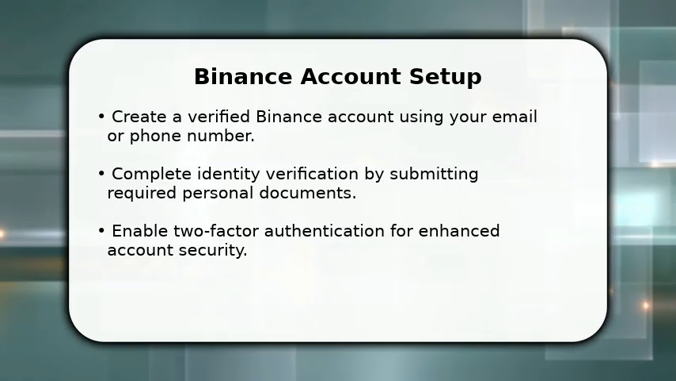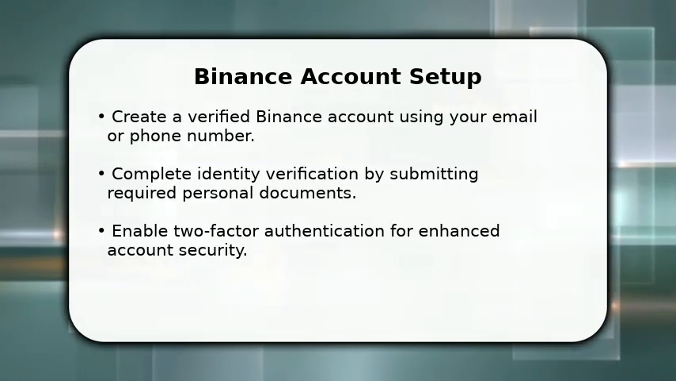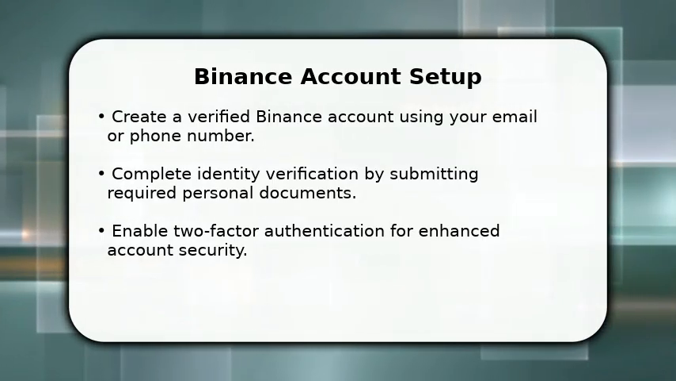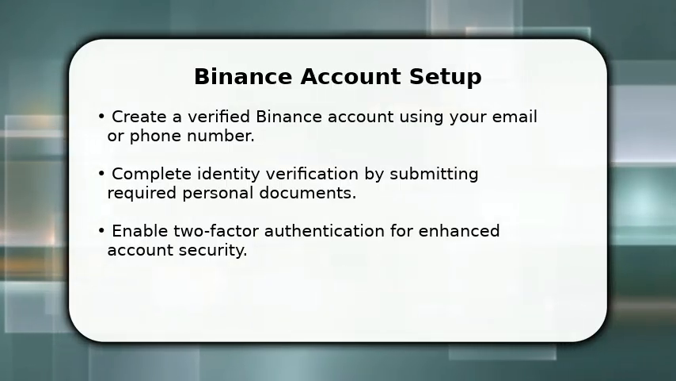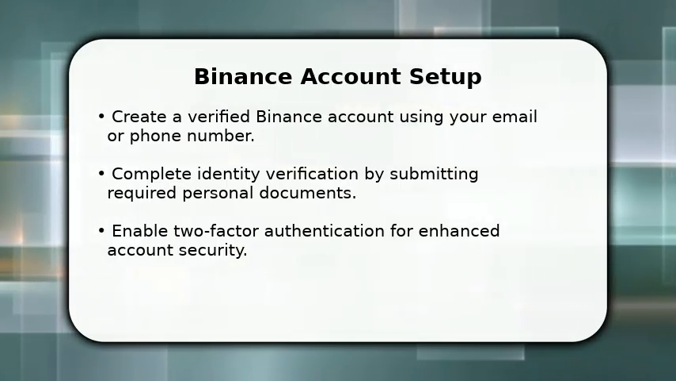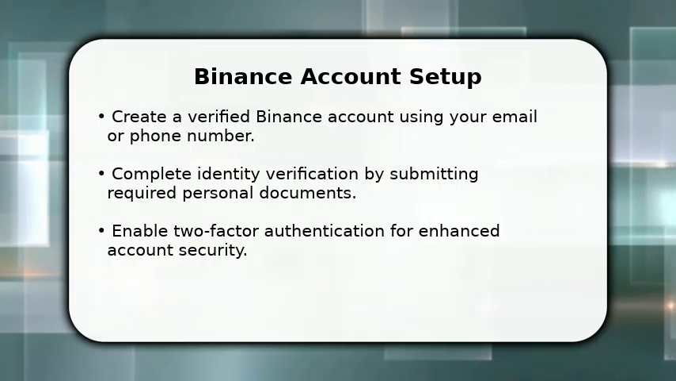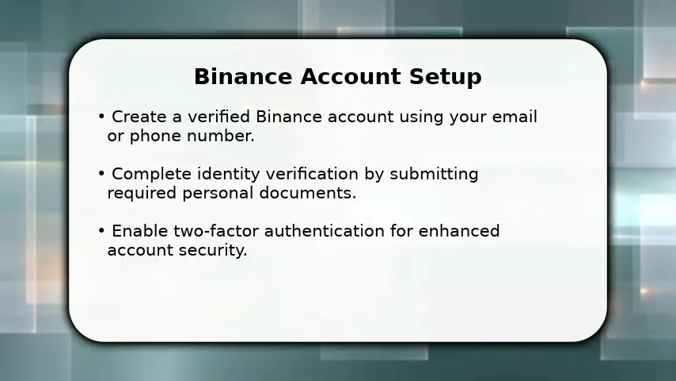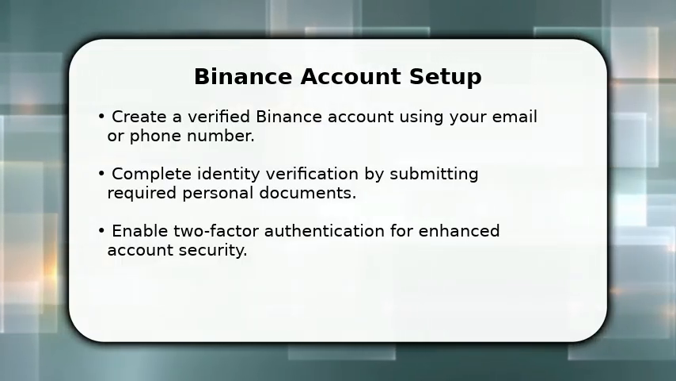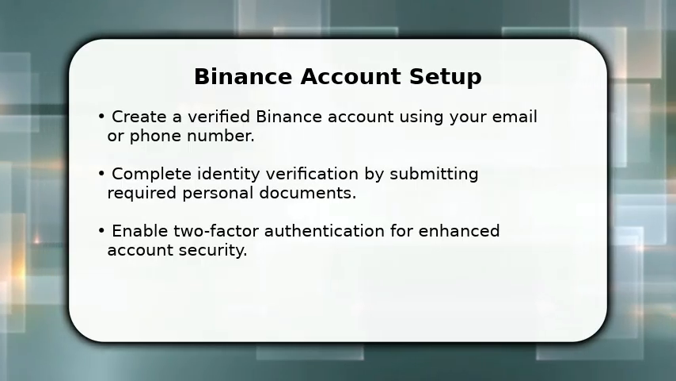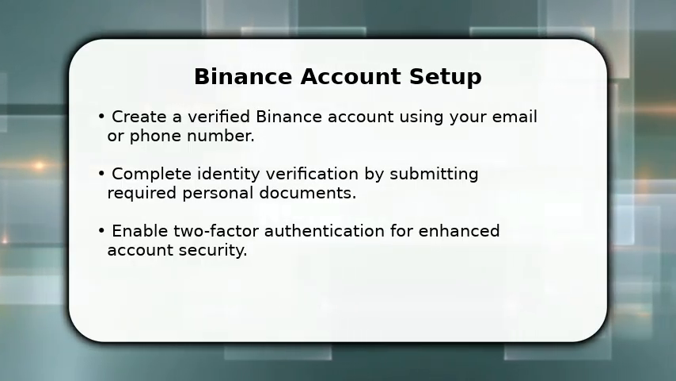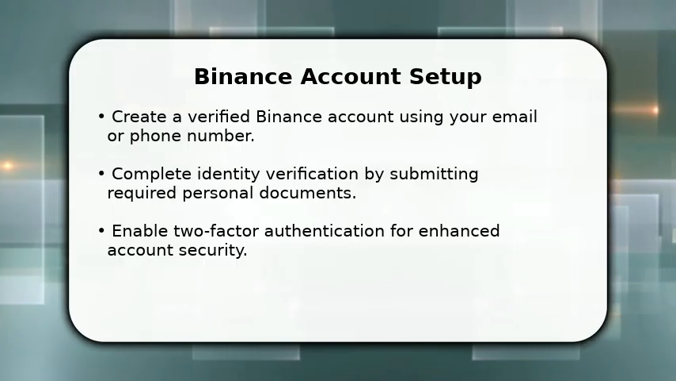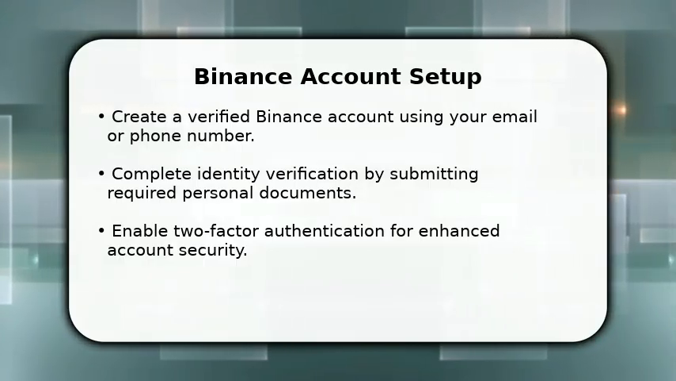In this video, I will explain how to buy Quant with Binance. First, you need to set up your Binance account. Begin by registering with your email or phone number, then complete the identity verification process. This usually involves submitting a photo ID and a selfie. Finally, activate two-factor authentication, like Google Authenticator, to protect your account from unauthorized access. This crucial step ensures your funds are secure.